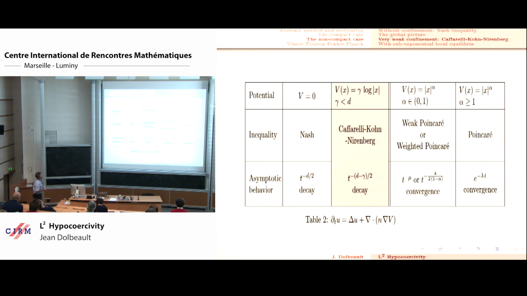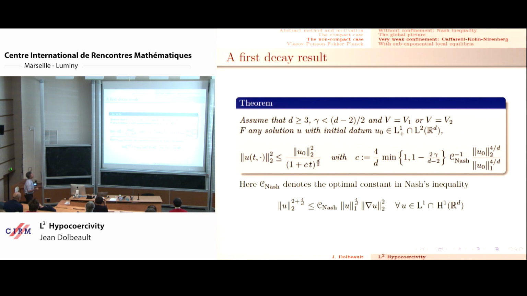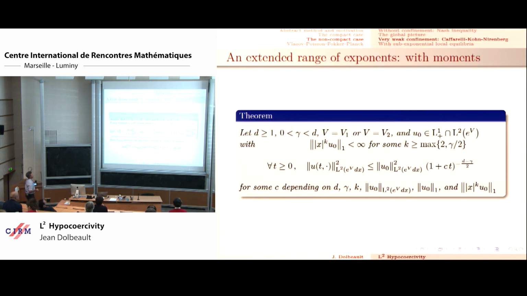okay, so I just mentioned that we are here now, and we are going to use Caffarelli-Kohn-Nirenberg inequalities with some moment estimates and get this decay rate, which is what is expected generically, but in some cases you can do better. Okay, so here is an example where you do better.